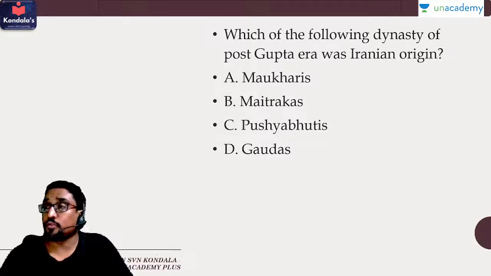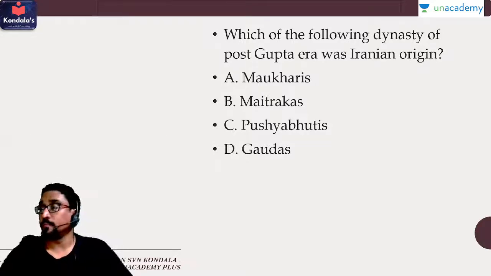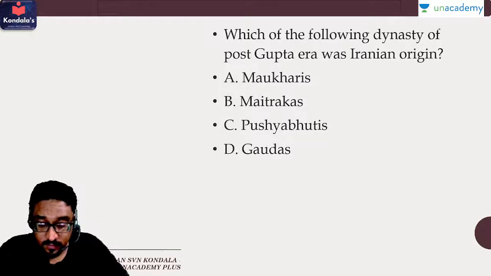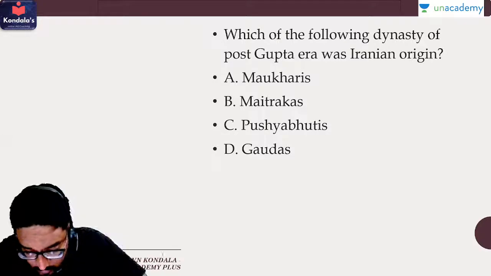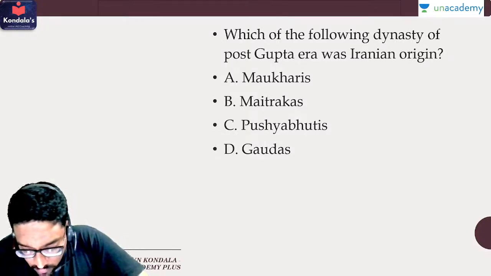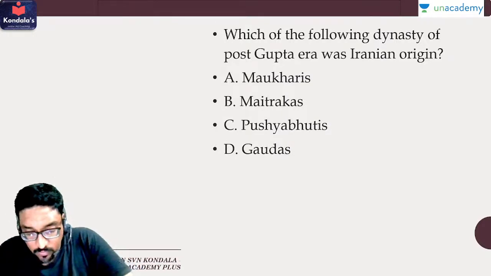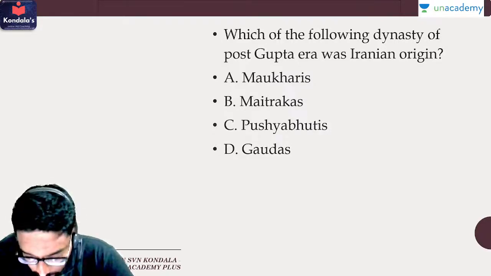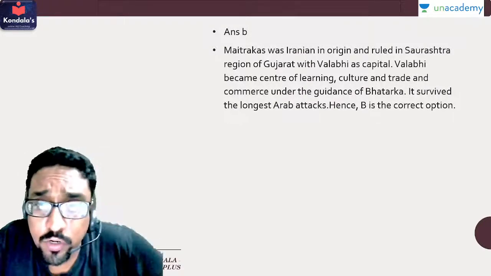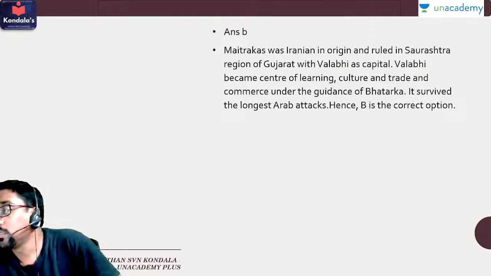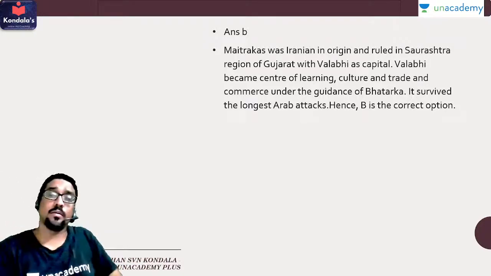Which of the following races of the post-Gupta era is of Iranian origin? This you're going to get confused. Maitrakas were of Iranian origin and ruled in the Saurashtra region. They were basically descendants of Shakas. So B is correct.